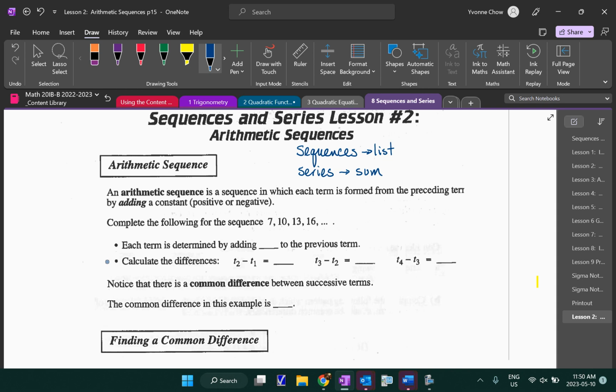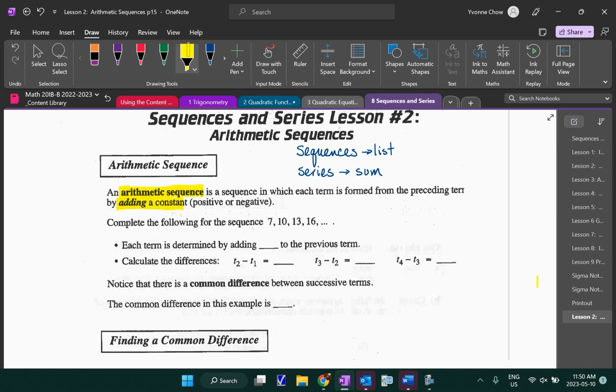So today we're going to start looking at arithmetic sequences, a list of particular numbers that follow a particular type of pattern. Specifically, an arithmetic sequence is a list in which each term can be found by adding something to the previous term. We can be adding a negative as well as a positive. If you see things going down, don't think of it as subtracting; rather, think that you're adding a negative.